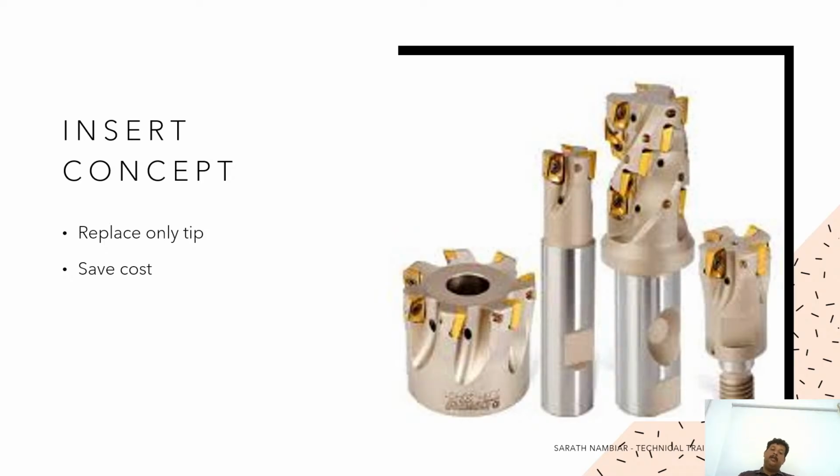This gives us multiple advantages. What are the advantages? One, cost saving, less downtime, easy maintenance, all these things. So when we see face mills or some end mills, you will notice small pieces fixed with screws. Those are known as the inserts. So this is one of the biggest advantages in CNC machines.